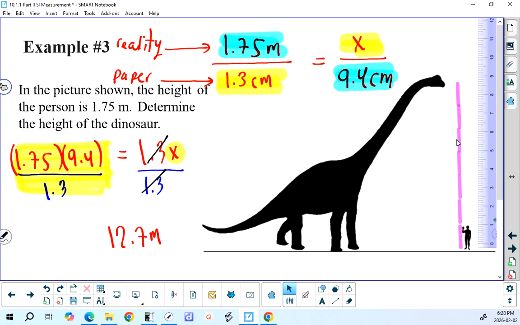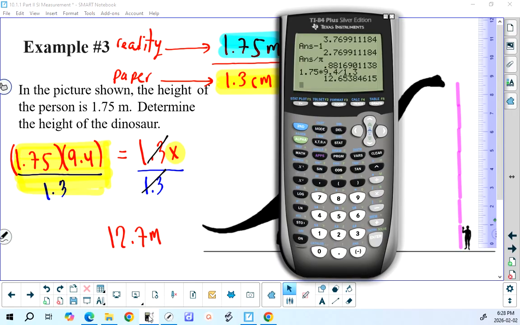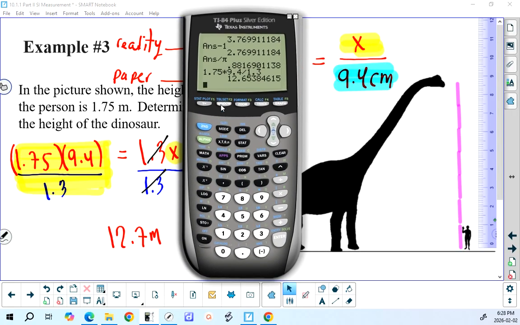So using a little bit of common sense, if each of those lines is 1.75 meters tall, which is what it's supposed to be, if I take 7 times 1.75, I get 12.25, and looking at where that last pink line ended, it didn't quite reach the top of the head of the dinosaur. So comparing 12.25 to what we got, which was 12.7, that's pretty good. Well, there's nothing to complain about there.